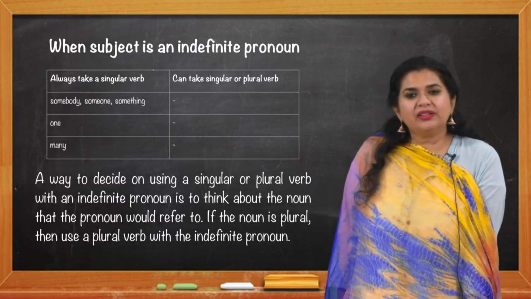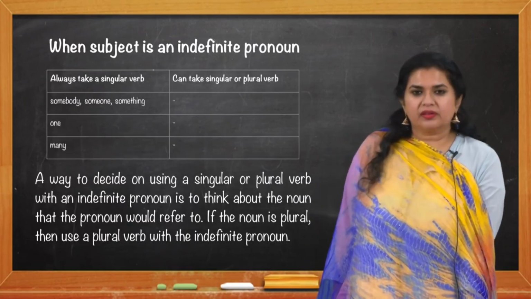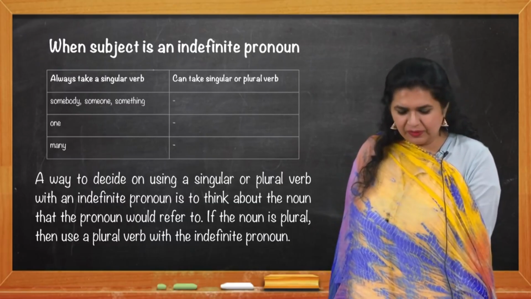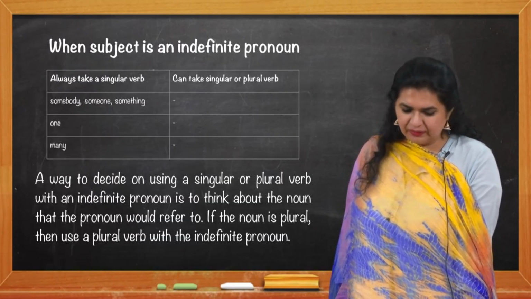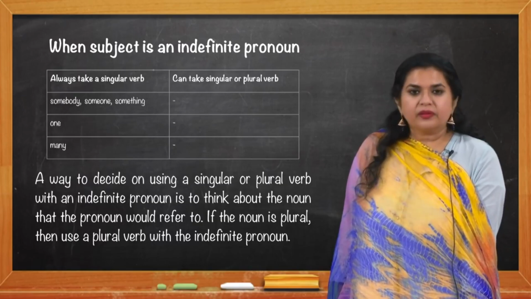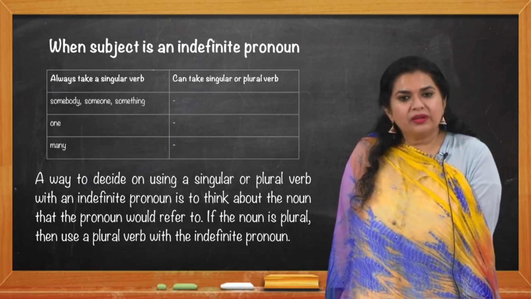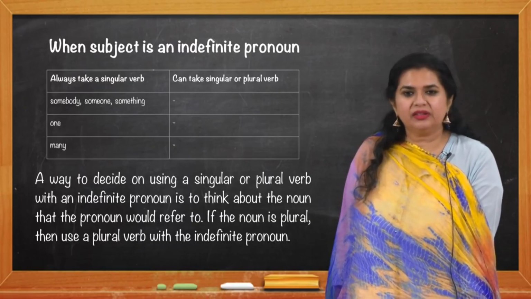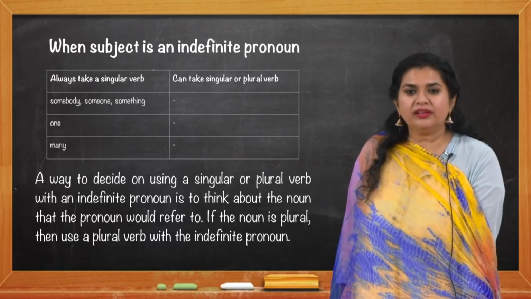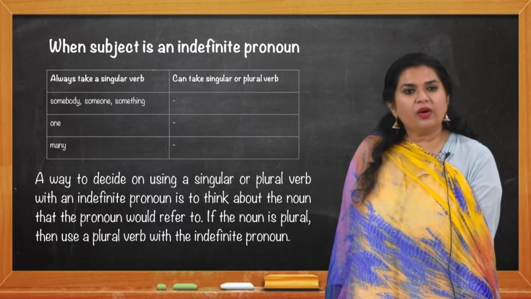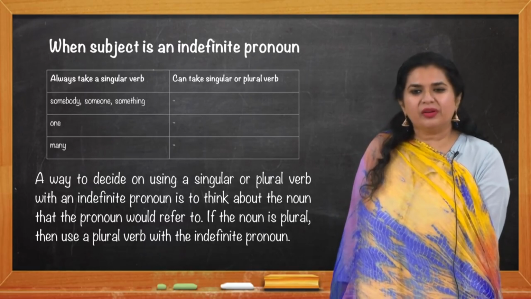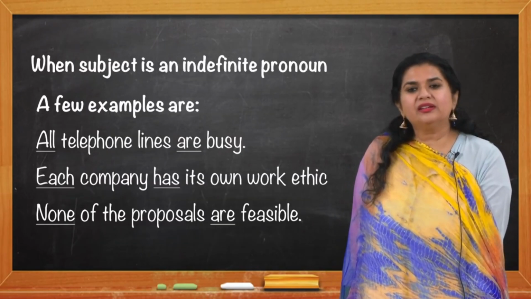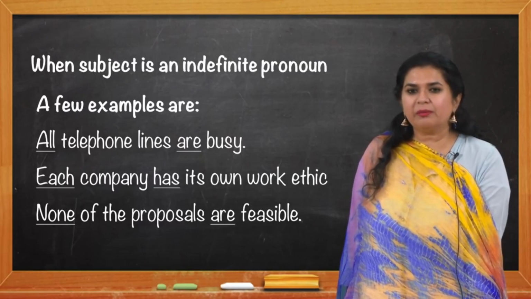Again, when the subject is an indefinite pronoun, look at the table here: always take a singular verb. Somebody, someone, something, one, many always take a singular verb. One important way to decide on using a singular or plural verb with an indefinite pronoun is to think about the noun that the pronoun would refer to. If the noun is plural, naturally the verb is also going to be plural. A few examples are given here.